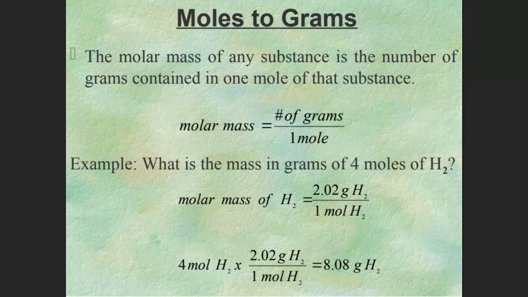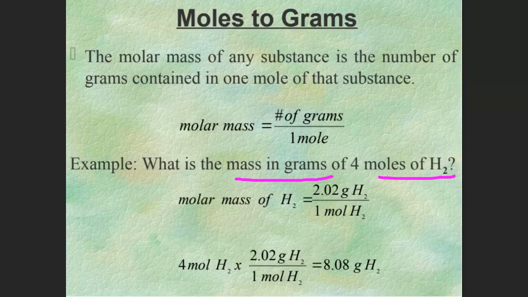So let's see the example here. What is the mass in gram of 4 moles of hydrogen? For hydrogen, it's very easy because we know that hydrogen mass is 1. So for 1 mole, it should be 1 gram, and for 4 moles, it should be 4 gram. But this cannot be easy for other atoms or molecules. So in that case, you need to know how to calculate, correct?